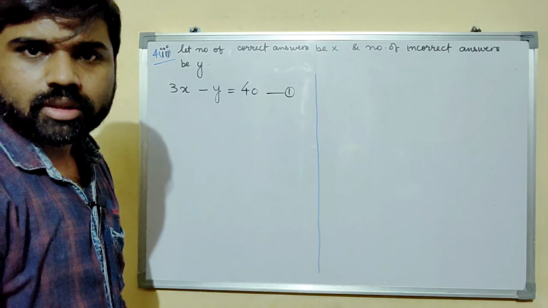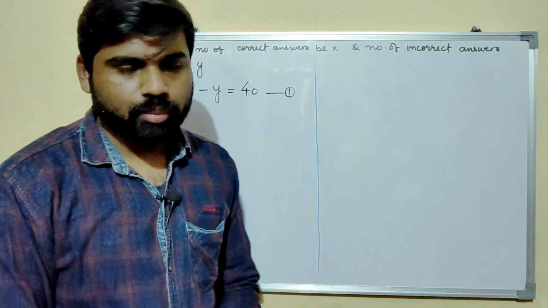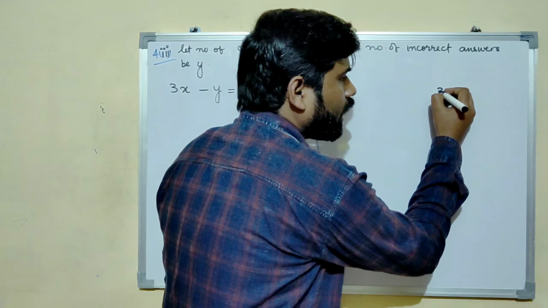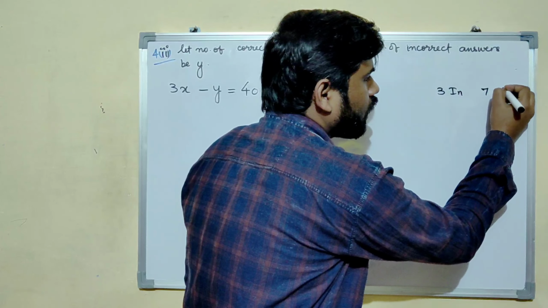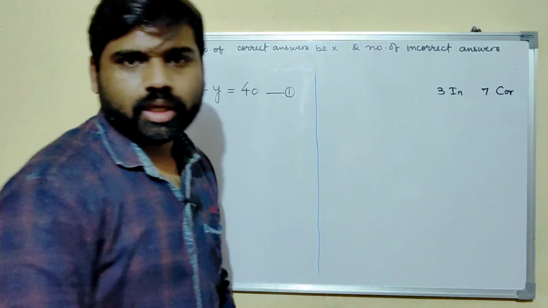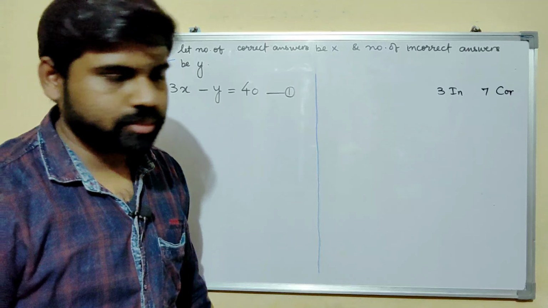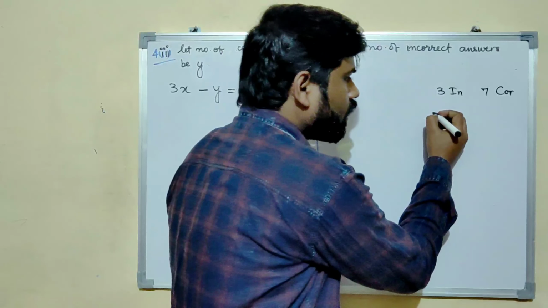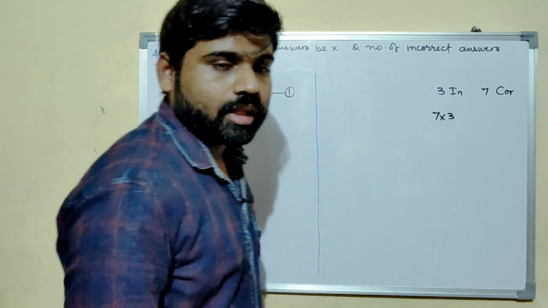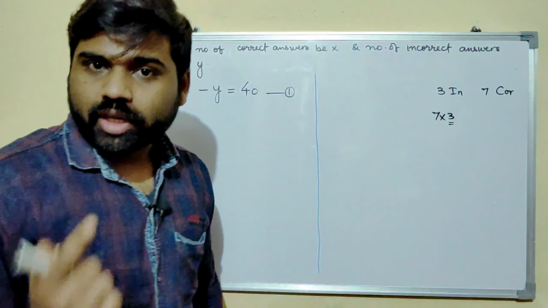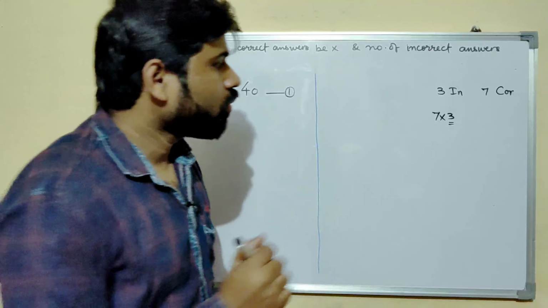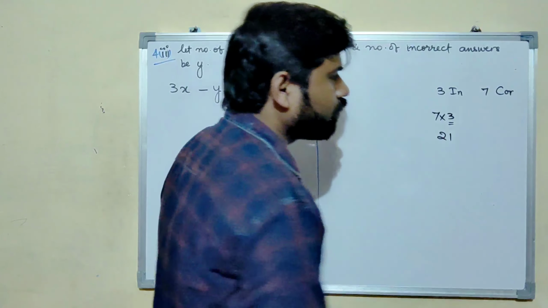Did you understand it? No? So let me give you an example. Suppose he gave 3 incorrect answers and 7 correct answers. Let us find his marks. For 7 correct answers, he will be given 7 into 3. This 3 is given in the question. For each correct answer, he will be awarded 3 marks. So 7 3s are 21.